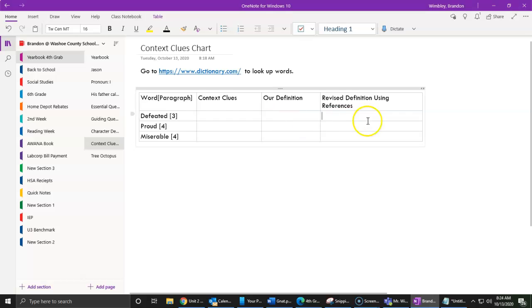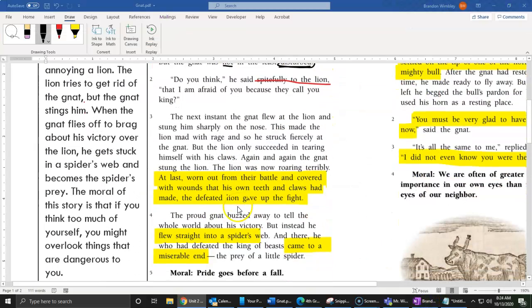So what I'm going to do is I'm going to go to my chart that I have, and I'm going to think about using that context that we just used to fill out some other words that I have. So we're going to go to defeated, which is in paragraph 3, and I'm going to read it. I want you to see if you can figure out what defeated means based on some context clues.